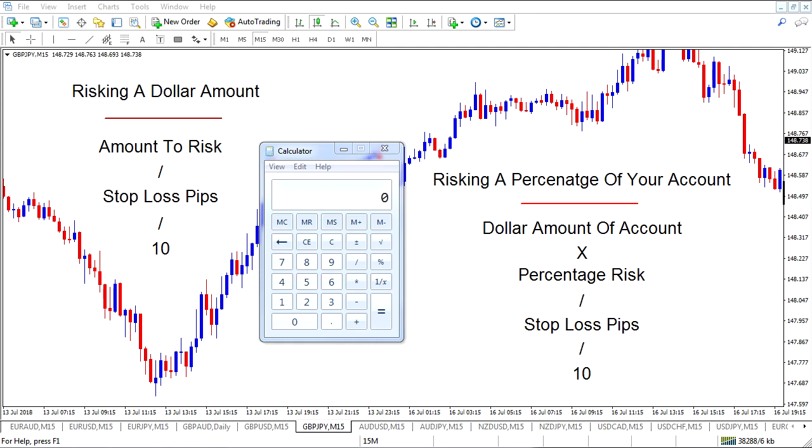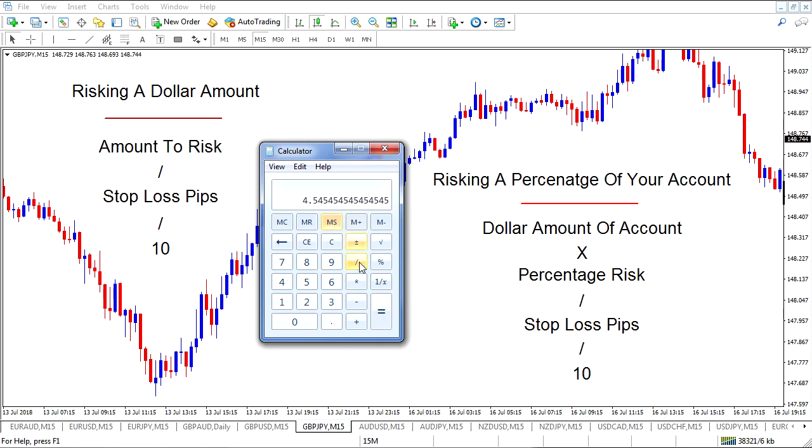So I'm going to risk $100. I'm going to divide that by 22 pips. So 100 divided by 22. And what that does is give me the dollar amount per pip. So I'm going to be risking $4.54 or 55 cents per pip on this trade.